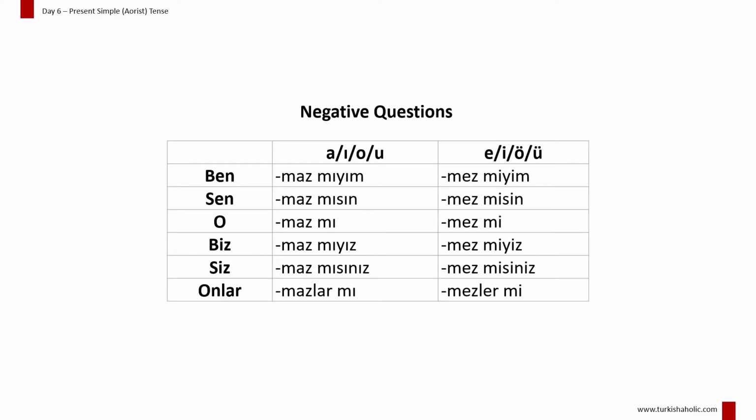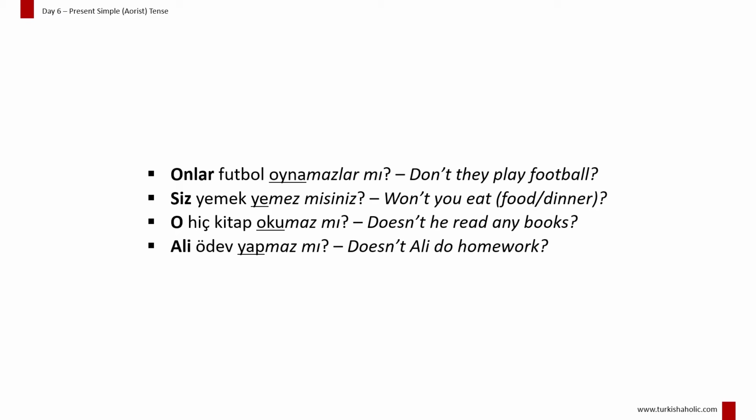If you want to make negative present simple tense questions, you need to include the "mez" negative present simple tense suffix right after the root of the verb. The rest of the sentence structure stays the same as a positive present simple tense question. Here are some sentence examples. Onlar futbol oynamazlar mı? Siz yemek yemez misiniz? O hiç kitap okumaz mı? Ali ödev yapmaz mı?